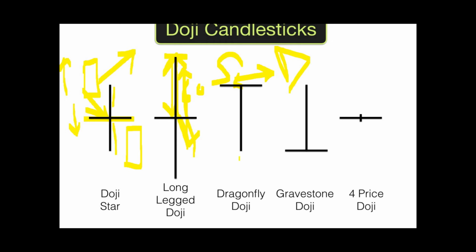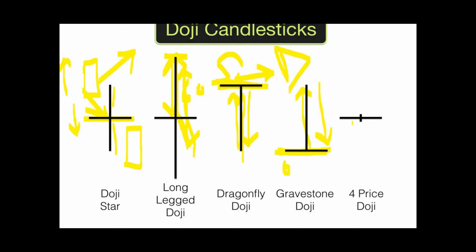The other one we have is the dragonfly Doji. The dragonfly Doji represents that the price opened here, but when sellers came in, the price went all the way down, but then again it managed to close where it opened. And the gravestone Doji is just the reverse of it. The candlestick opened from here, managed to go up above here, and then when the sellers came in, the price just went back down to where it opened.